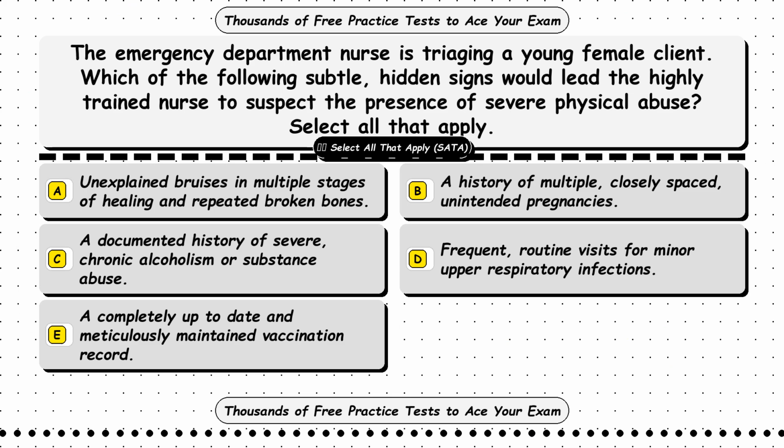Question 144. The emergency department nurse is triaging a young female client. Which of the following subtle, hidden signs would lead the highly trained nurse to suspect the presence of severe physical abuse? Select all that apply.